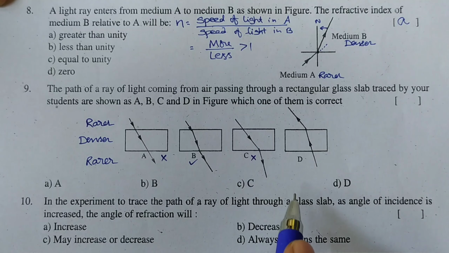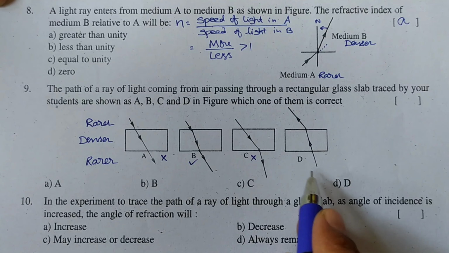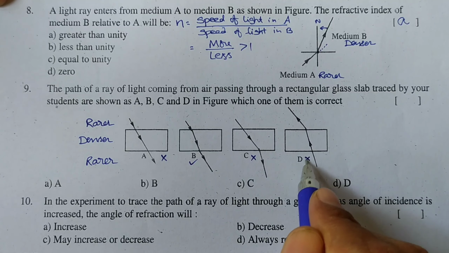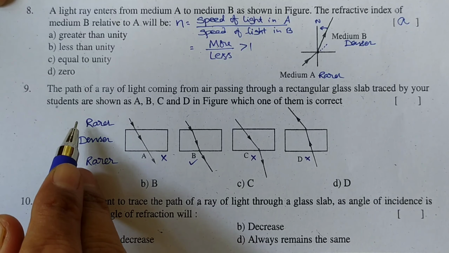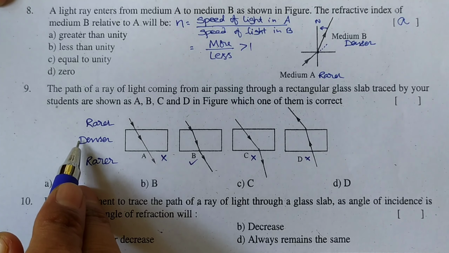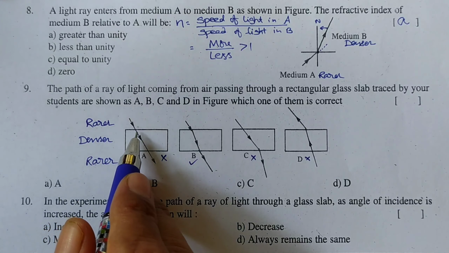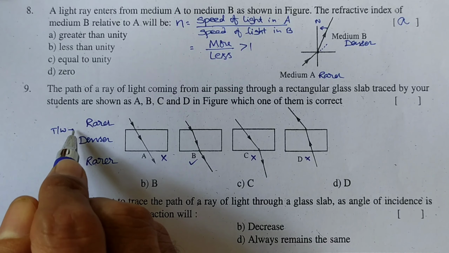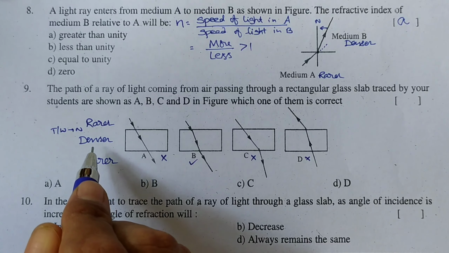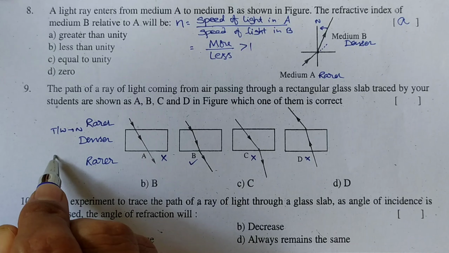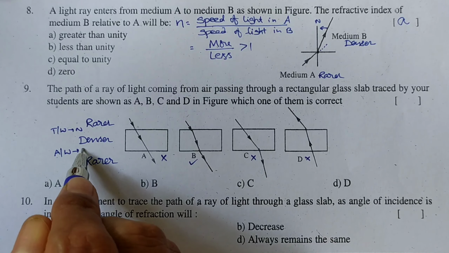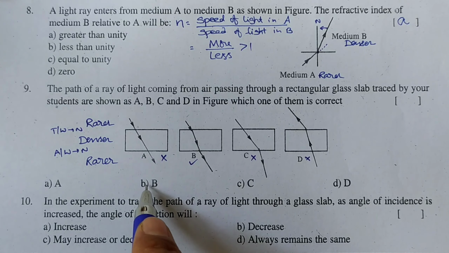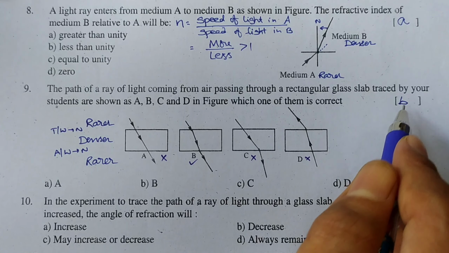Let us see option D. When it is moving from rarer to denser, there should be bending, but here it is a straight line. So this is also wrong. Finally, when it moves rarer to denser, it should move towards the normal. Here towards the normal. When it moves denser to rarer, the ray should move away from the normal. Here away from the normal. So it happens only in case B. So figure B is the correct figure, and option B is the right answer.